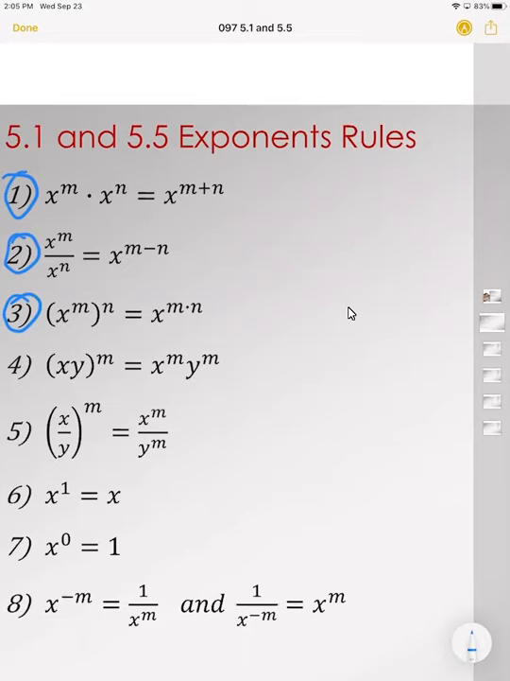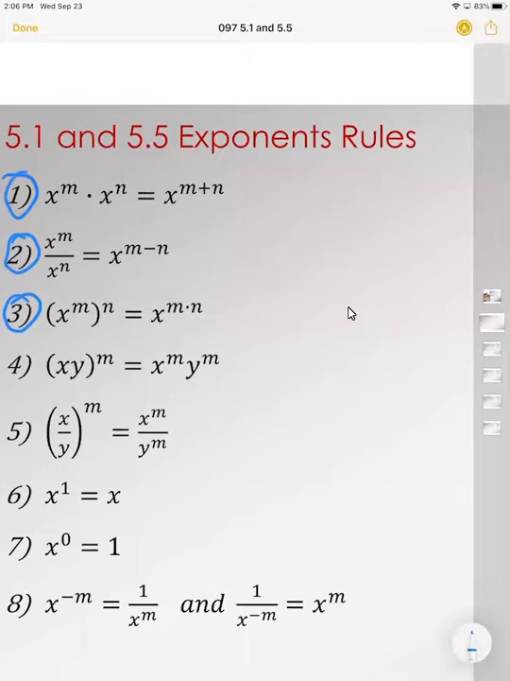And lastly, number 3, if you have a base raised to a power and raised to another power, we call it the power rule. If you have a power raised to a power, all we need to do is take the 2 powers and multiply them. So these are the 3 most important rules that you will see for every single problem from here on out. When we deal with the exponent rules, you will have to apply one of these 3, or in some problems, all 3 of them, okay?